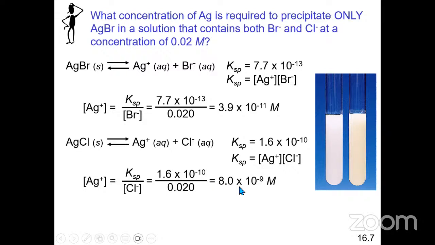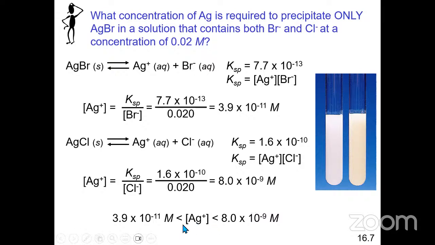What that represents is the highest concentration of silver ions that you can have before you have the precipitation of the chloride ions, all right? So therefore, it says what concentration of silver is required? Well, the concentration of silver required would be greater than 3.9 times 10 to the minus 11 and less than 8 times 10 to the minus 9. So therefore, this is the answer.